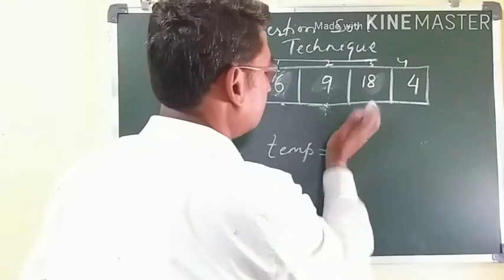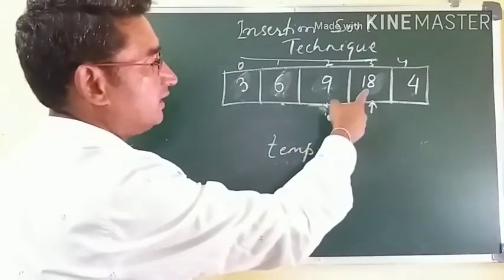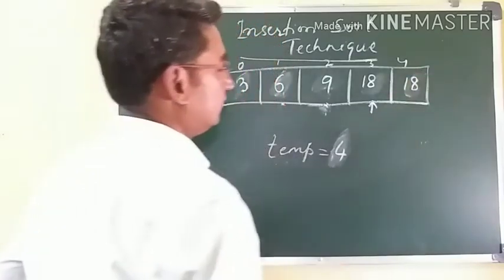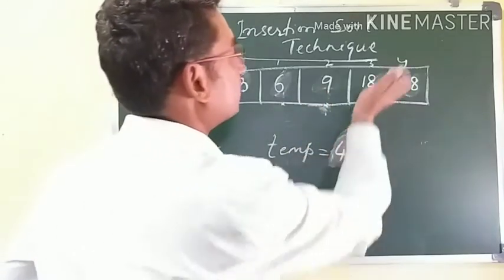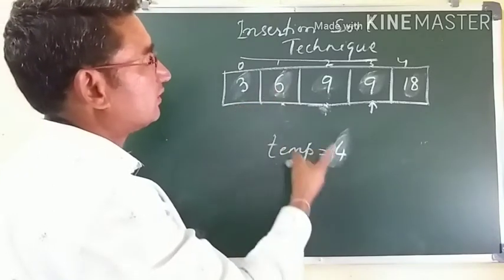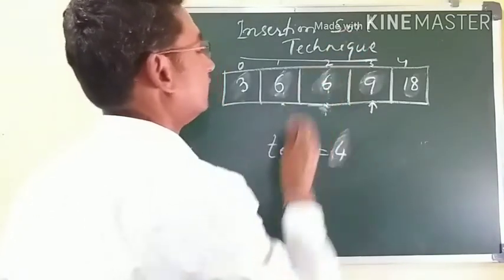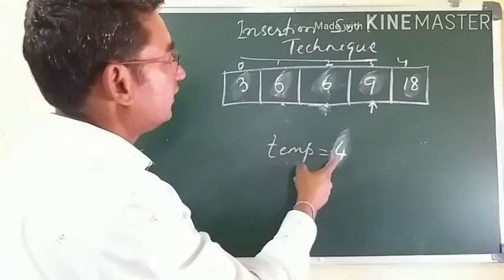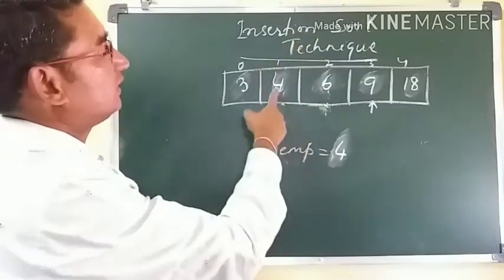Now move towards this element. Now 4 is the element. Now compare this 4 with this 18. 18 is greater than 4. Then assign 18 at this place. Now compare this 4 with this 9. 9 is greater than 4. In this case assign 9 here. Now compare this 4 with this 6. 6 is greater than 4. Then assign 6 at this place. Now compare this 4 with this 3. 3 is smaller than 4. Then you have to assign this 4 at this place. Now you can see 4 is inserted at its right place.